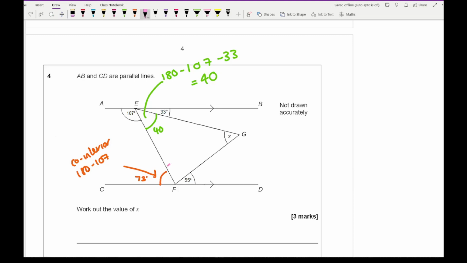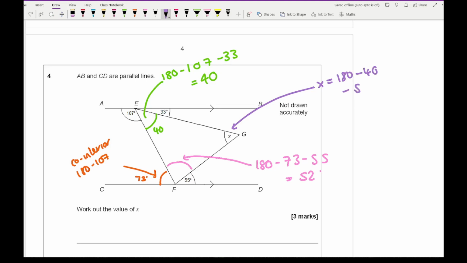Therefore, I can then work out what this angle here is going to be, because angles on a straight line add up to 180. So that's going to be 180 minus 73 minus 55, which gives me an answer of 52. So then from this I can work out what x is, because angles in a triangle add up to 180, so that's going to be 180 minus 40 minus 52. So 180 minus 92 gives me an answer of 88 degrees. So x equals 88.